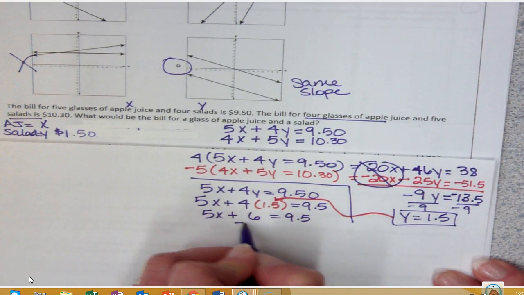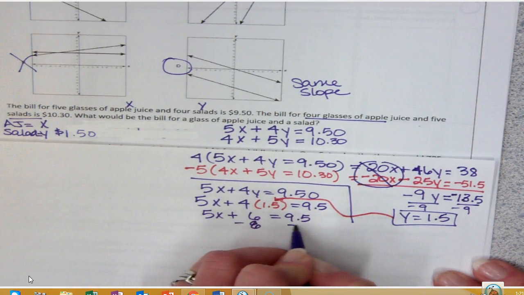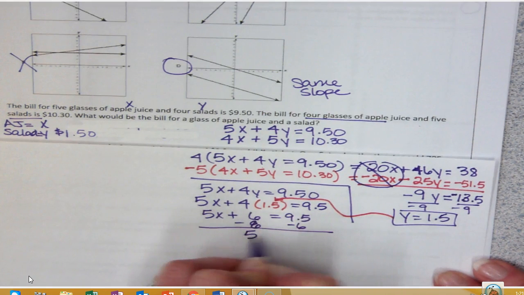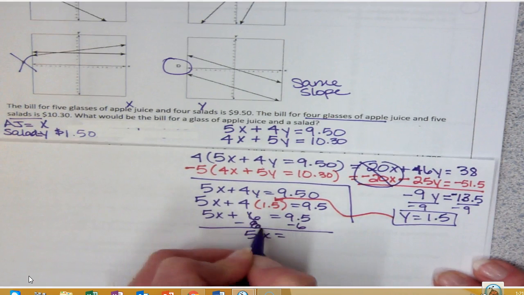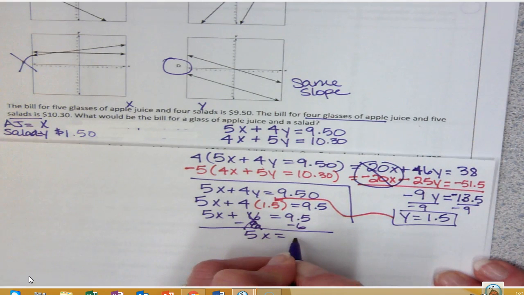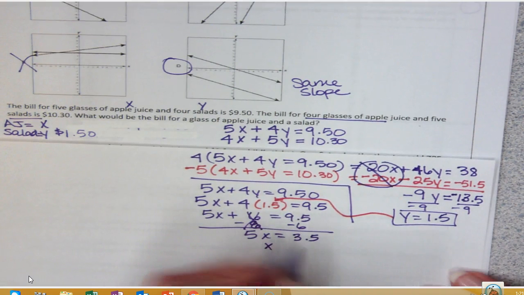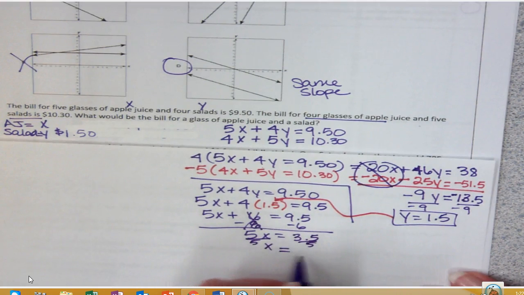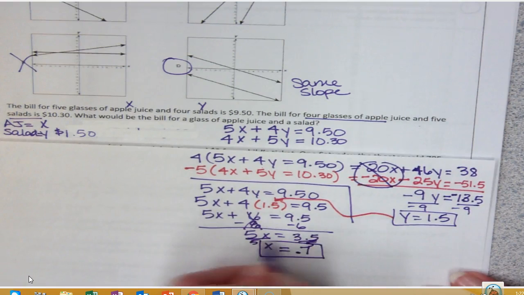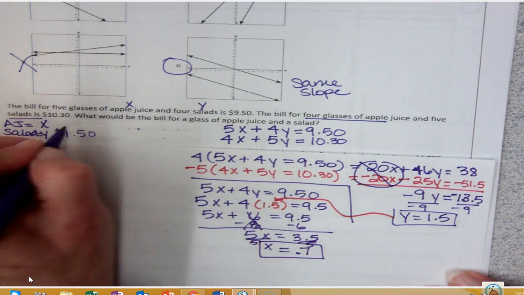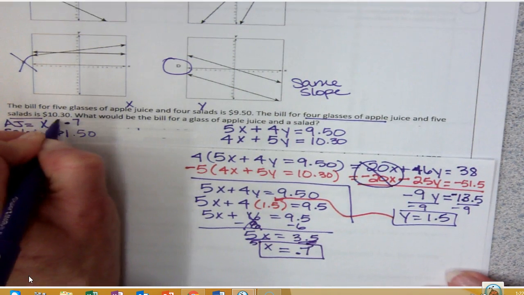I'm going to subtract 6, so 5x, I get 0 here, equals 3.5. 3.5 divided by 5, x equals 0.7. So that's telling me that apple juice costs 70 cents.